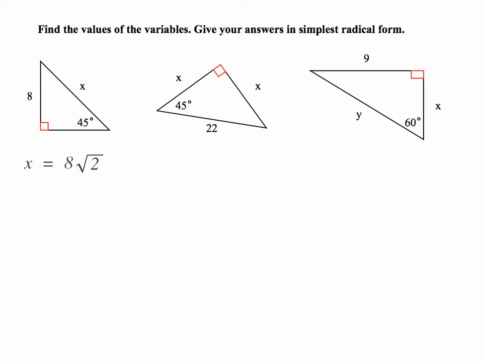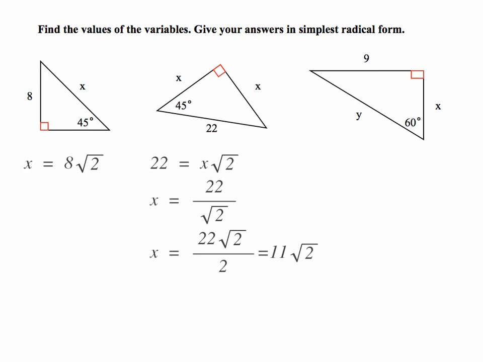The second triangle is also a 45, 45, 90, but we're given the hypotenuse. So the correct equation to create is 22 equals x square roots of 2. Divide both sides by the square root of 2, and then rationalize, and we'll end up with 11 square roots of 2. And so that is the value of the two legs.